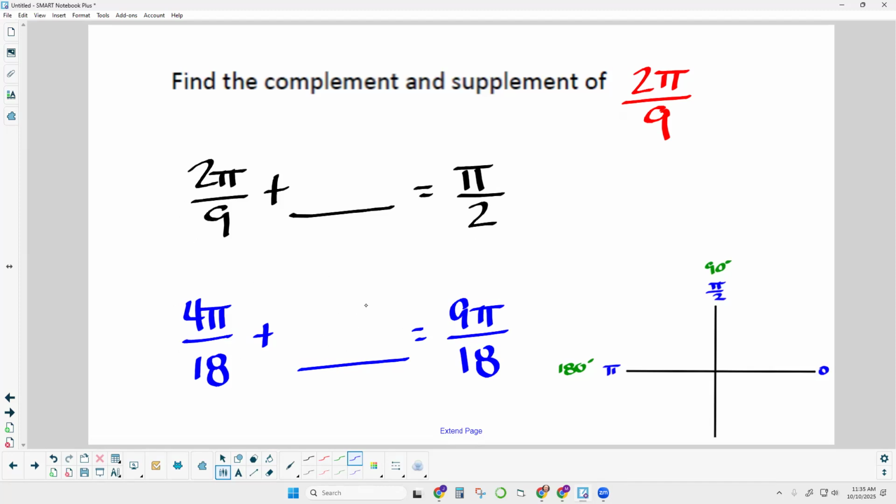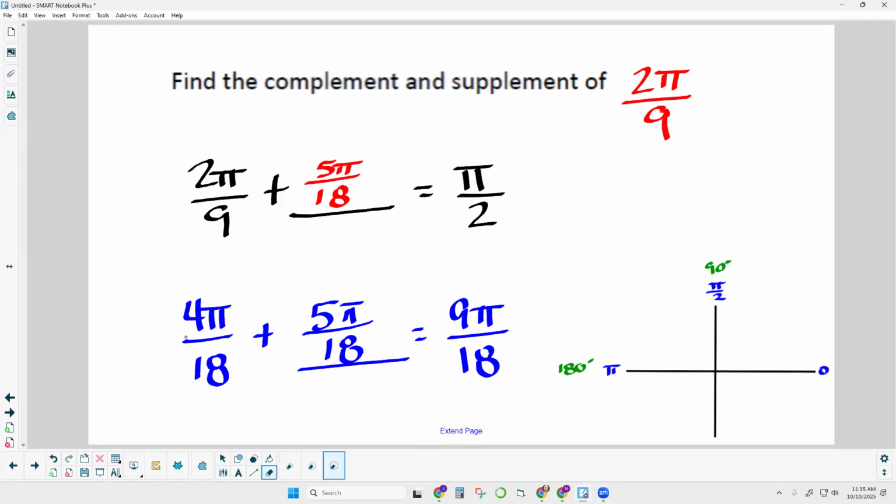And now just fill in the blank. So to reach pi over 2, I must add 5 pi over 18 to 4 pi over 18 to get 9 pi over 18. And that is my complement. Nothing to reduce there, so we're done.